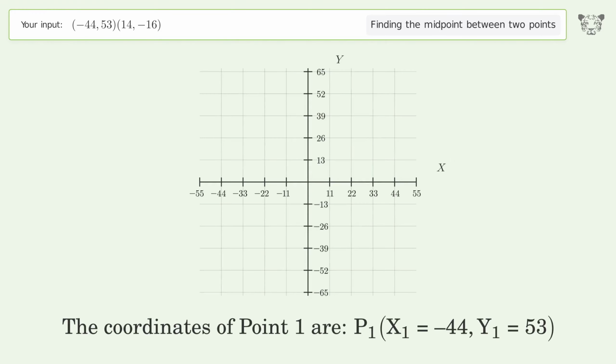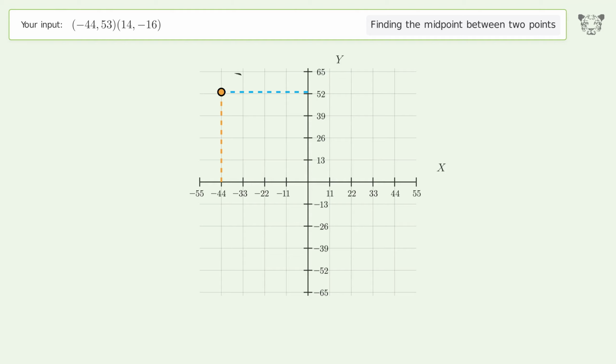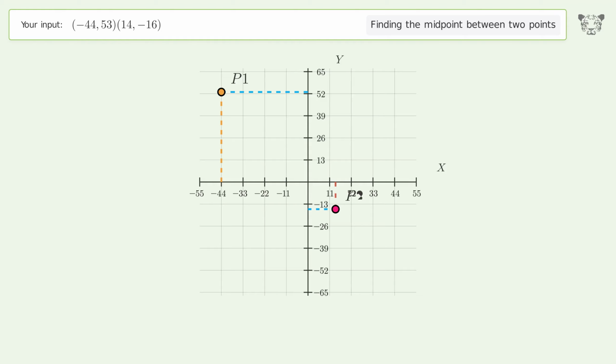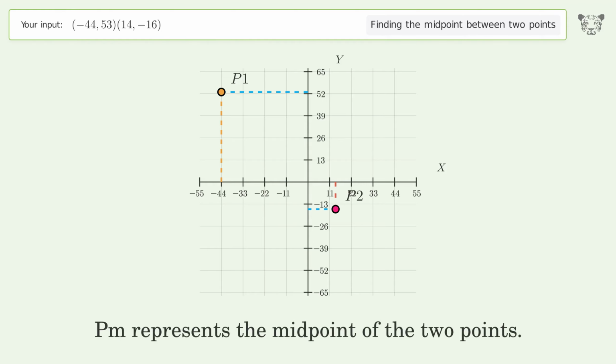The coordinates of point 1 are x1 equals -44, y1 equals 53. The coordinates of point 2 are x2 equals 14, y2 equals -16. PM represents the midpoint of the 2 points.